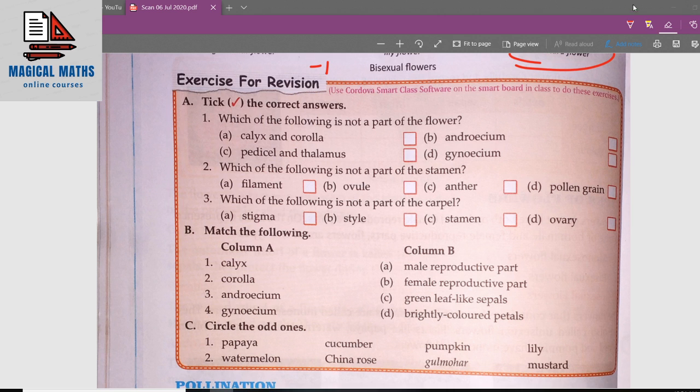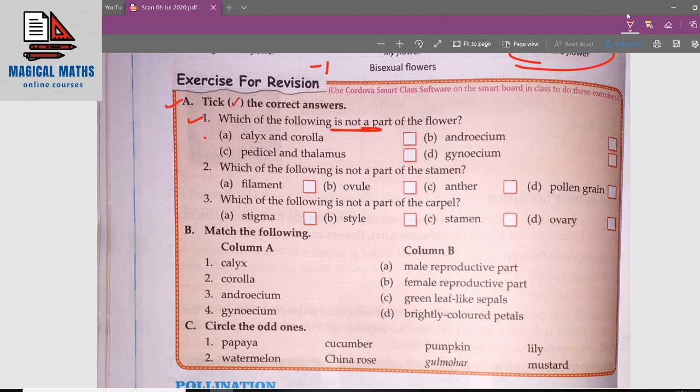Number one question says tick the correct answer. Question 1: which of the following is not a part of flower? Remember, is not a part of flower. So calyx and corolla, are these not a part of flower? We have studied that calyx and corolla, both of them are parts of a flower.